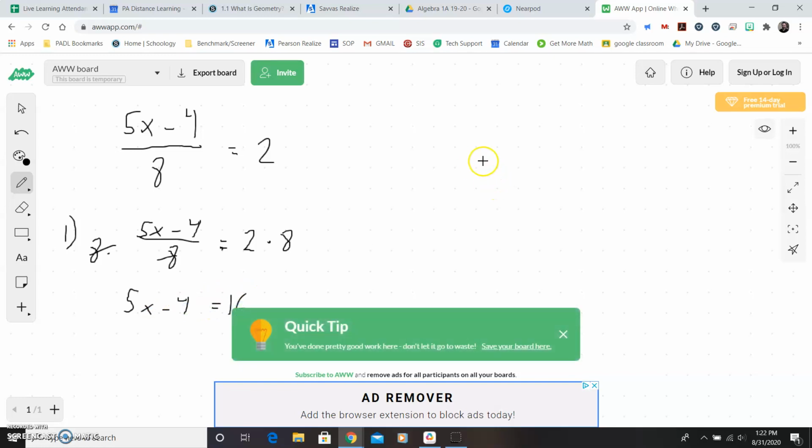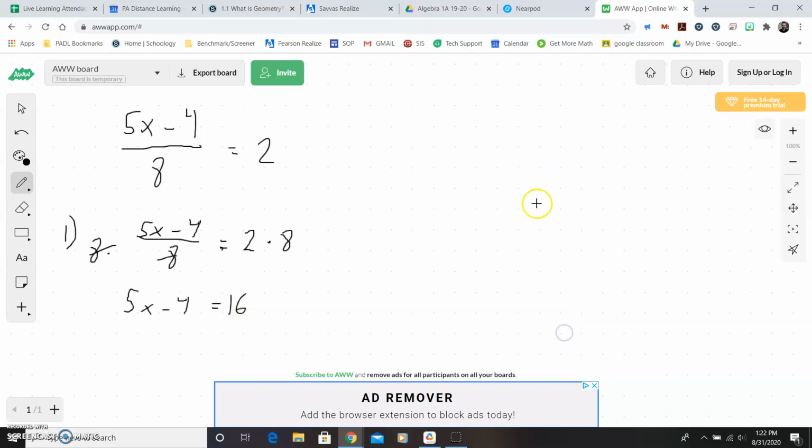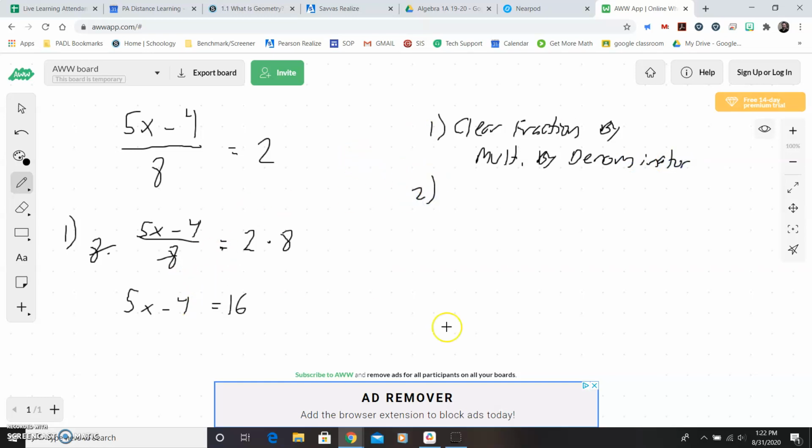Okay, so our first step in this multi-step equation is to clear the fraction by multiplying by the denominator. Step 2, now this becomes a two-step equation.